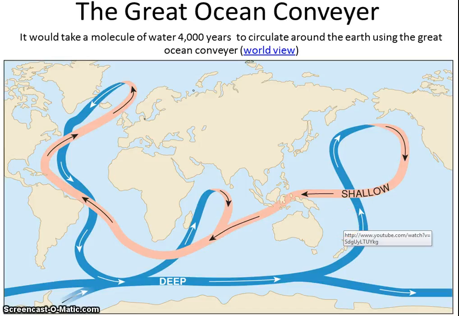If you take upwelling and downwelling and combine them with currents, what you get is this thing called the Great Ocean Conveyor. If you combine upwelling and downwelling and currents, what you can actually do is trace how molecules of water circulate throughout the ocean. If you were a single molecule of water, you could ride all the upwelling and downwelling events, and you could ride all the currents, and it would take you about 4,000 years to circulate throughout the entire ocean.